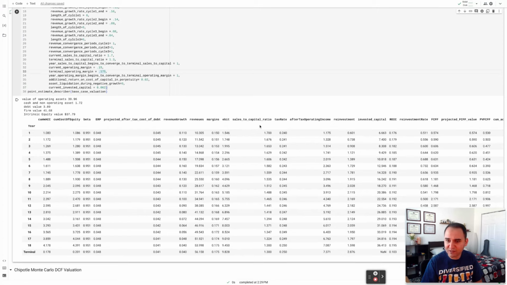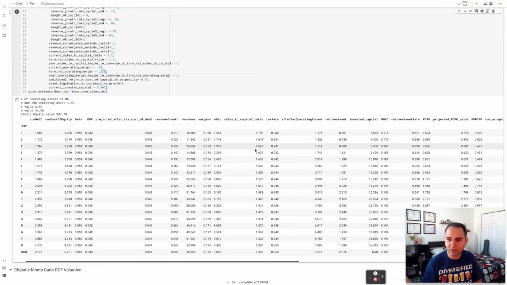This is your sales to capital ratio. We set it from 1.7, and we go to 1.3. So again, as you see, 1.7, 1.67, 1.65, and so on, we arrive at 1.3. The tax rate, the effective tax rate that Chipotle pays right now, is about 24%, and gradually over the valuation period, this number goes to 25. We subtract taxes from EBIT and arrive at after-tax operating income. So this is just a simple calculation based on the other two columns.